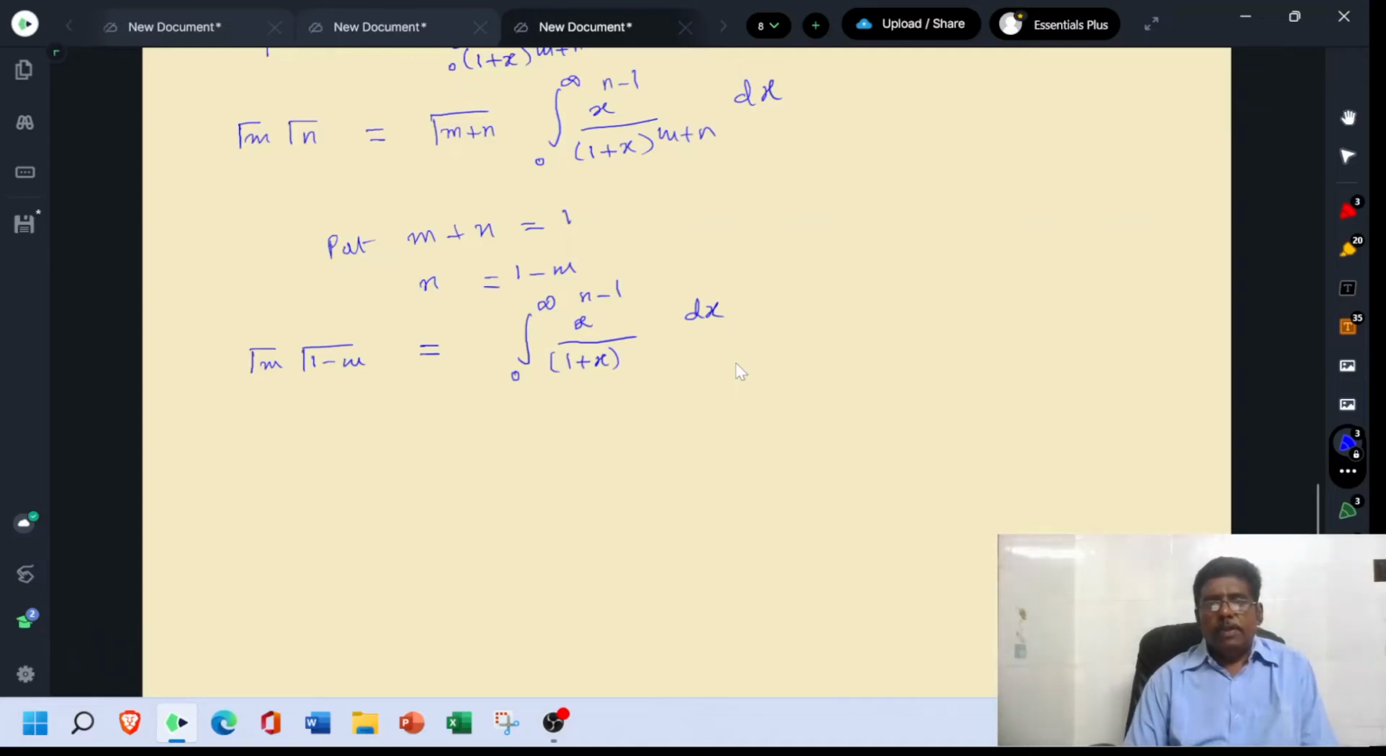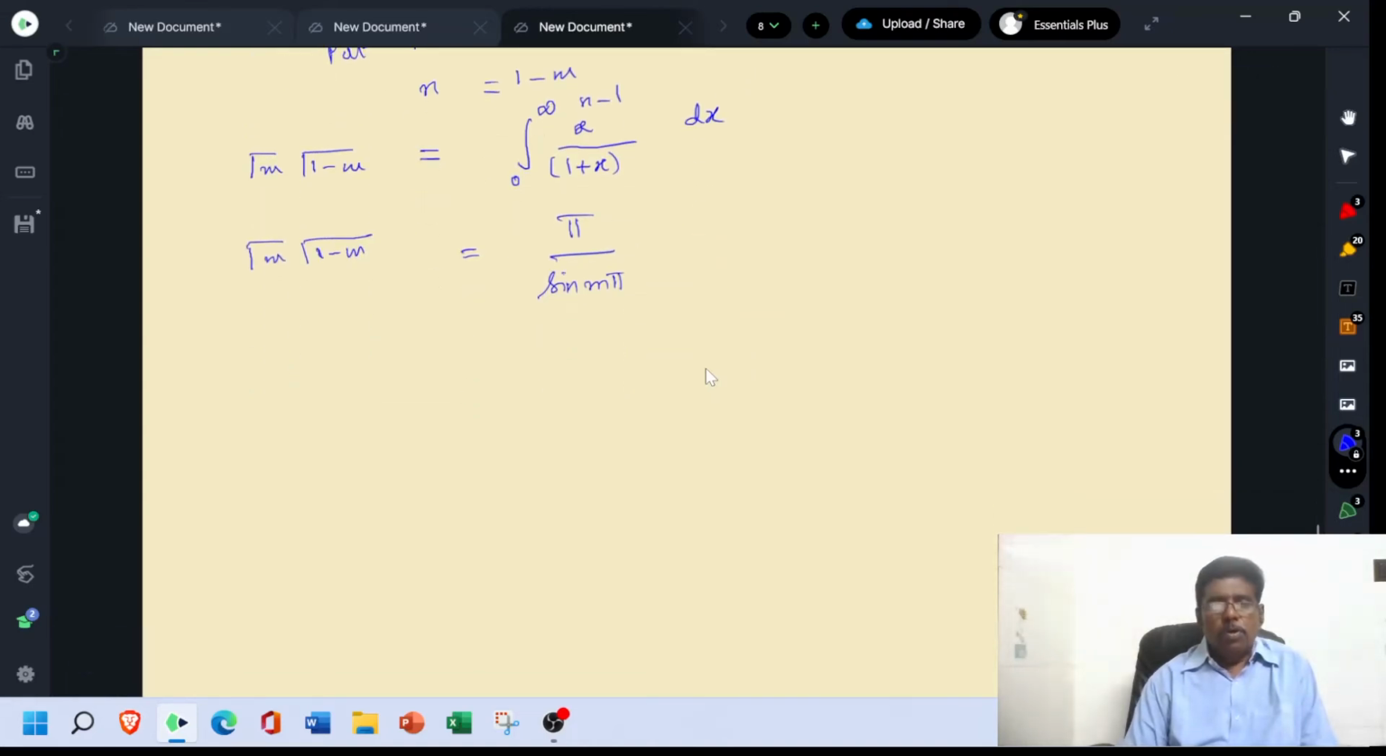The value of this integral is pi divided by sin m pi. This is the value of this integral. Here the left hand side is gamma m into gamma of 1 minus m.